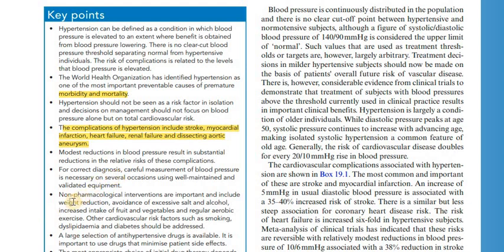If we talk about the non-pharmacological treatments of hypertension, it includes weight reduction, avoidance of excessive salt and alcohol, increased intake of fruit and vegetables, and regular exercise. It can also be managed by reducing smoking, controlling the body mass index, and managing diabetes.